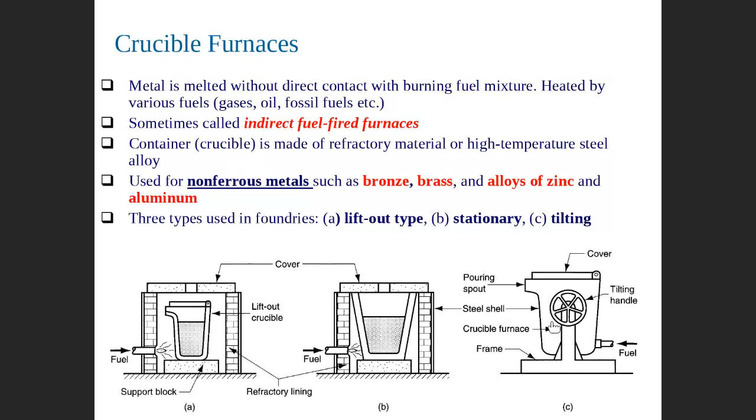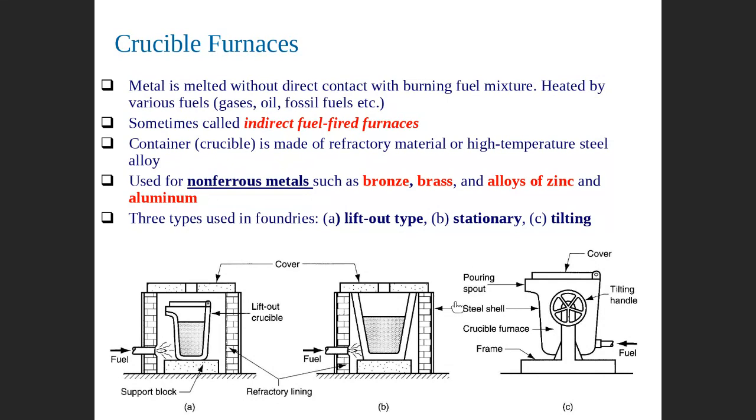You rotate this one, then this one will be tilted. Then you drop liquid in something and you take it to do the casting somewhere else. Three types. And this one is mainly for non-ferrous material: bronze, brass, alloy, zinc, aluminium, and so on. This is another type of furnace being used.